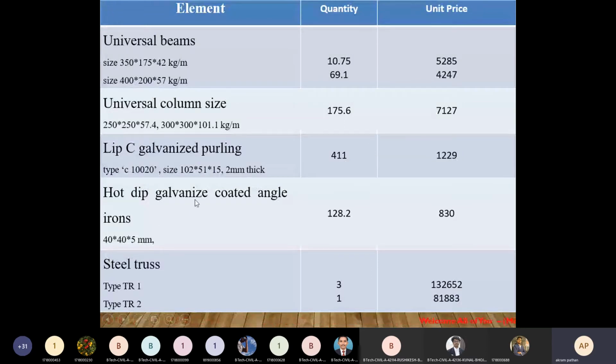The unit price is 1229. Then we also require the galvanized coated angle irons, which have the size of 40 by 40 by 5 mm. Then we have the quantity, for example, 128.2, and the unit price is 830 rupees. Then we also require the steel trusses. So why am I showing this particular table? Such kind of calculation we require.